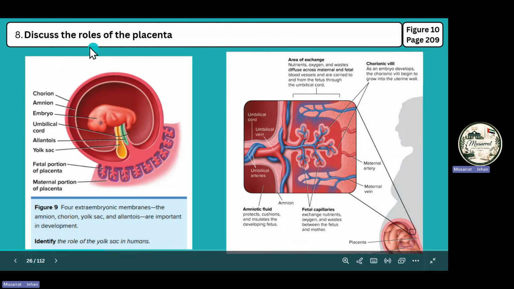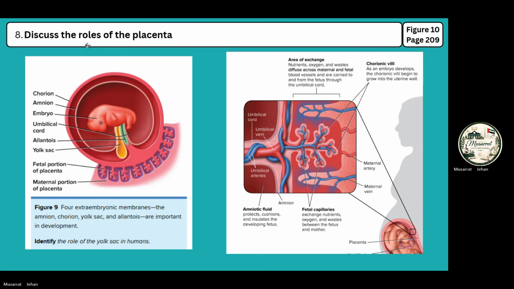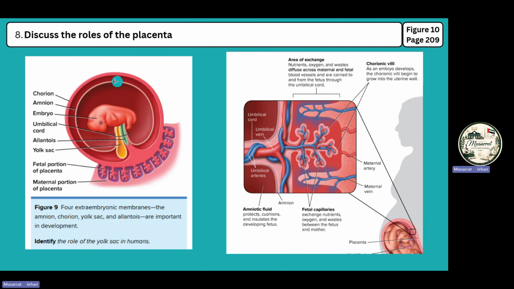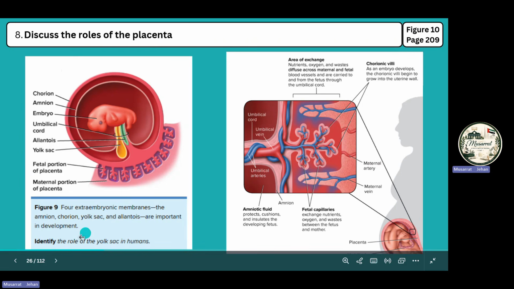Then we come to the roles of the placenta. This is the placenta here. This is the embryo. The embryo is surrounded by 4 membranes. We call them 4 extra embryonic membranes. The first one is amnion, this one, amnion. After amnion is the chorion. Then there is this yellow one, the yolk sac, and the allantois. They are important in development.